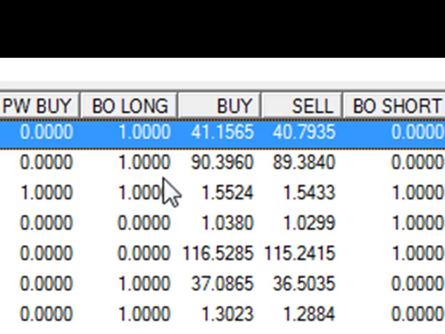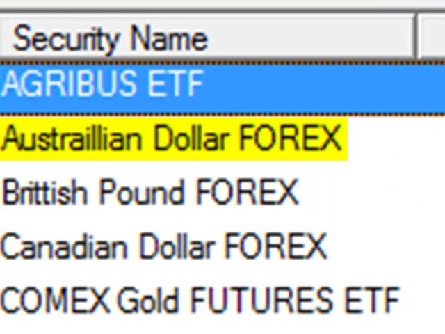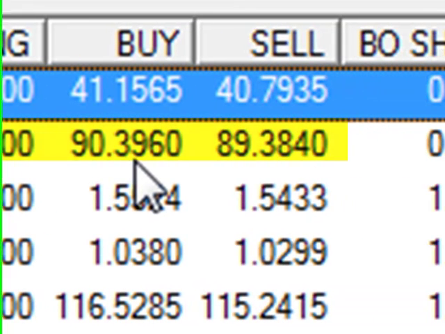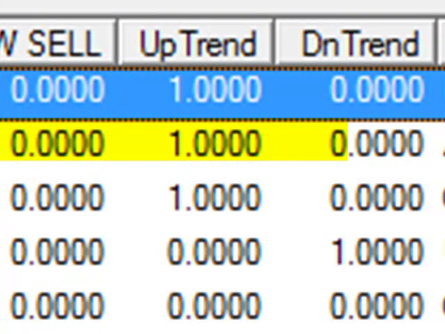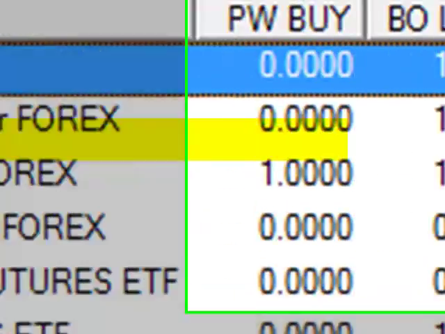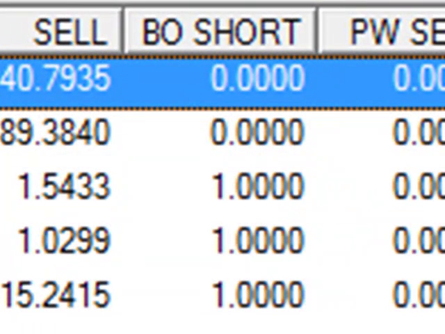Looking at the next security, we have the Australian dollar. This is Forex. On this one, similar setup. We have an intraday breakout long, buying at 90.39. The stop loss is at 89.38, and it's in an uptrend. Looking at the next one, Forex again, British pound. On this one here, we have both a long and a short trigger, and the market, as you can see here, is in an uptrend.